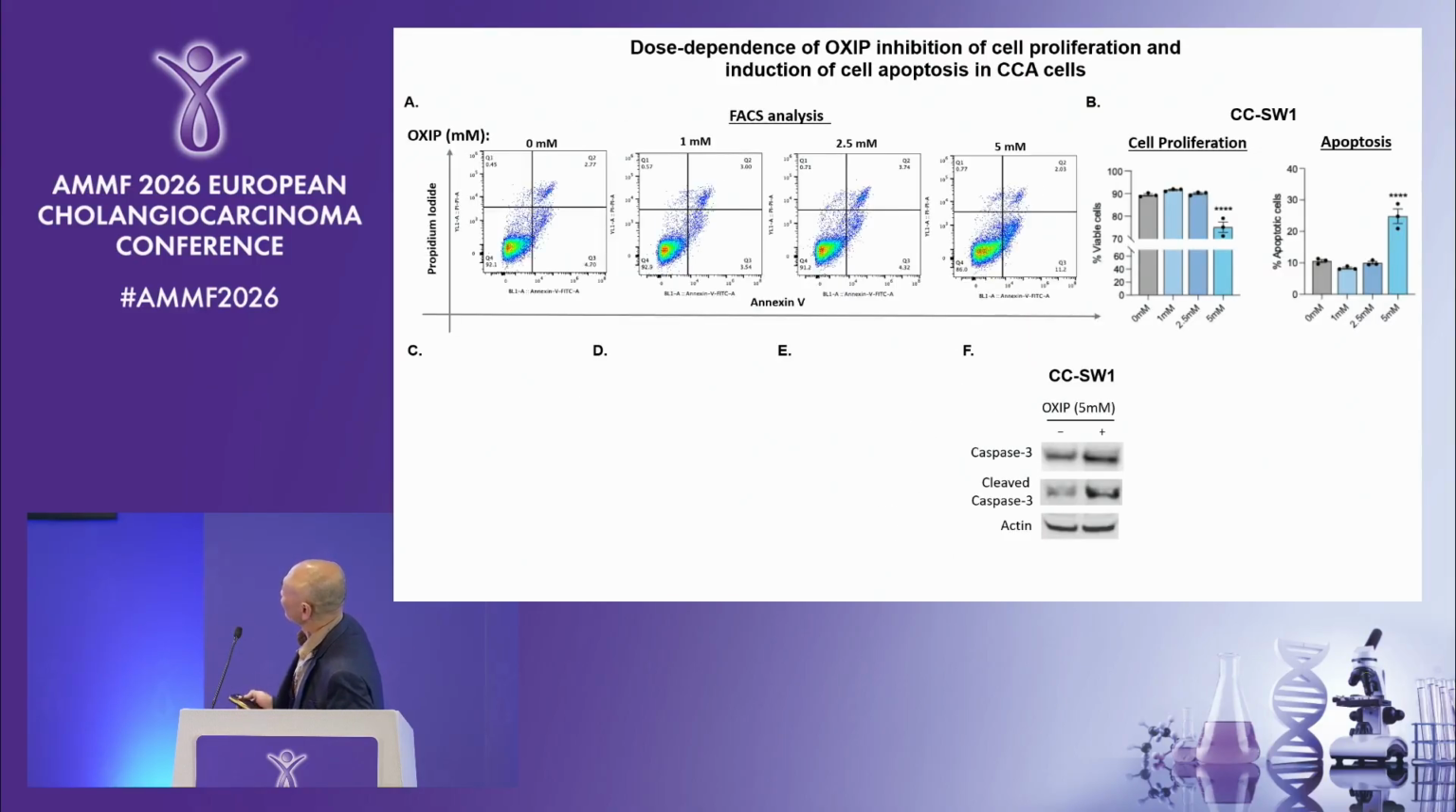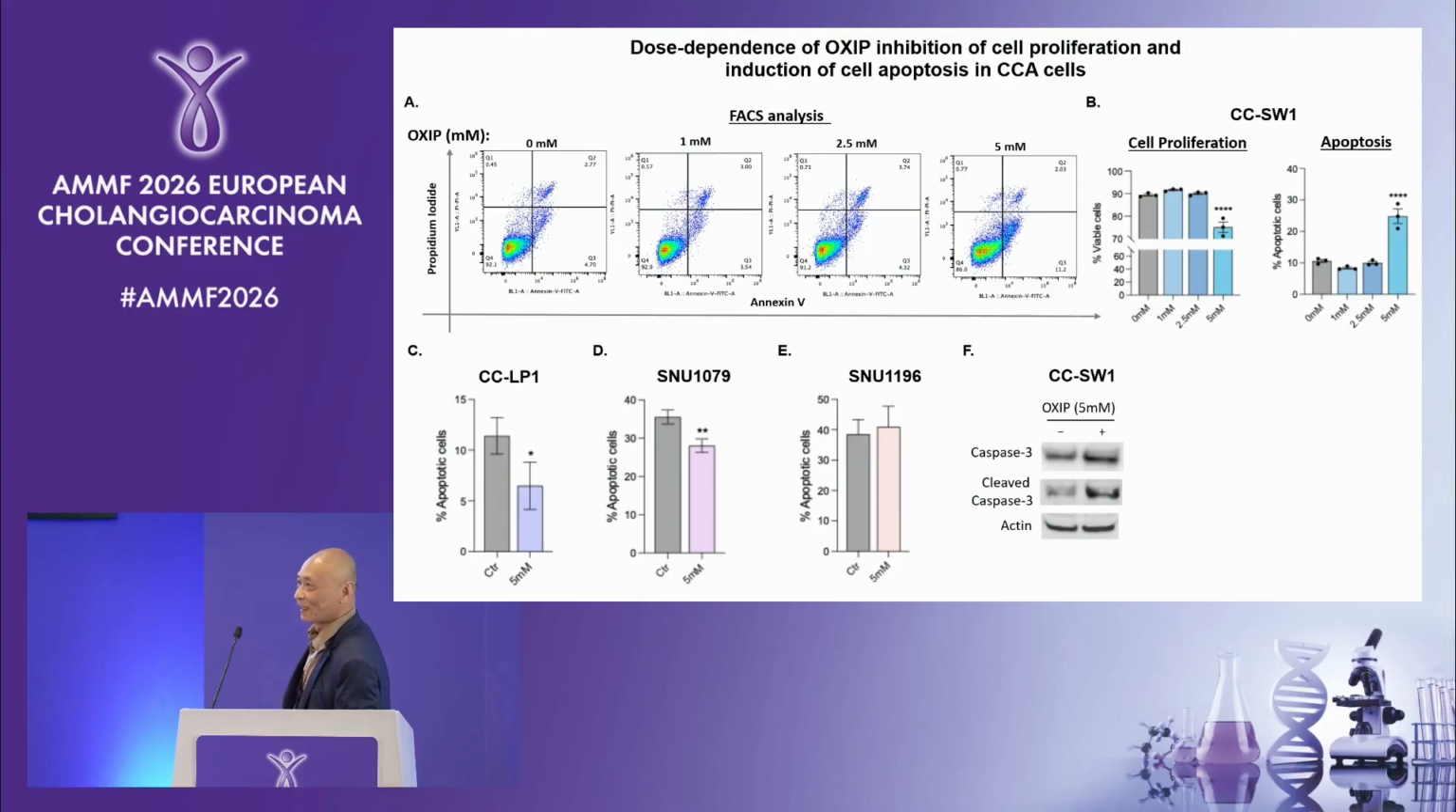Then we tried to evaluate the functional role of OXIP in the metabolism. Using FACS analysis, we treated the cholangiocarcinoma cells with OXIP, and we found an inhibition of cell viability and increased apoptosis in the cholangiocarcinoma cells. Following validation in three additional cell lines, the pattern is very similar. We also conducted immunoblotting and found increased apoptotic markers, namely caspase-3.